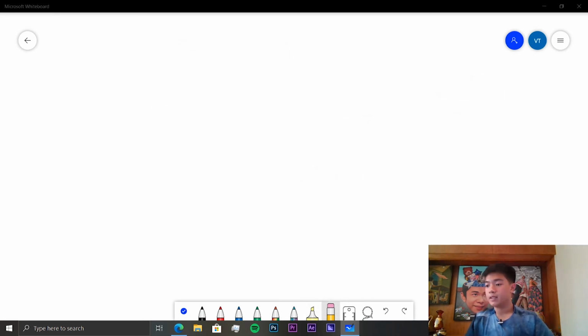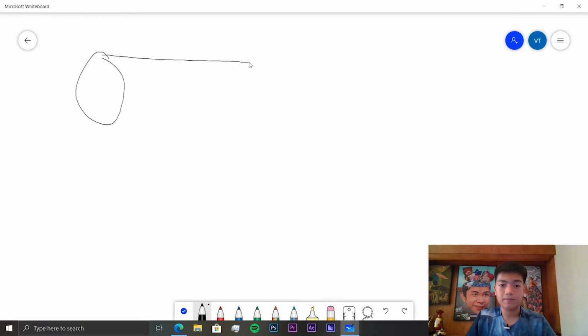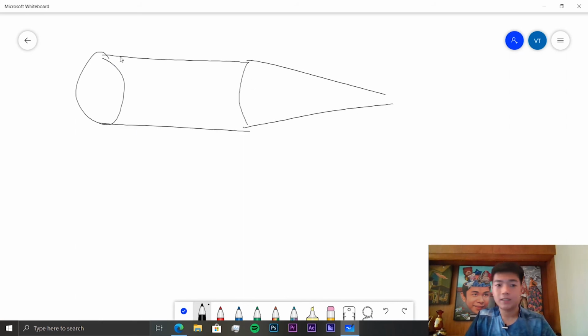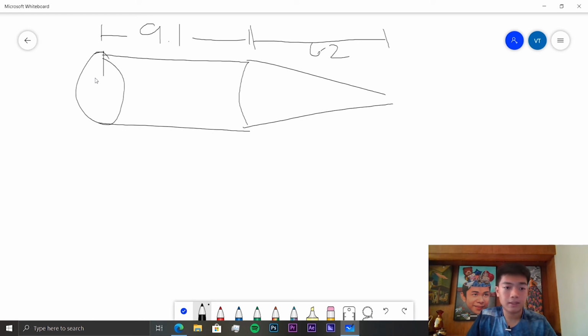And so the next problem is we have a cone like this. A cylinder and a cone. Looks like a rocket. And so this is 9.1. This is 6.2. And this radius here is 3.2. So we need to find the volume of the solid. Okay, this is pretty simple.